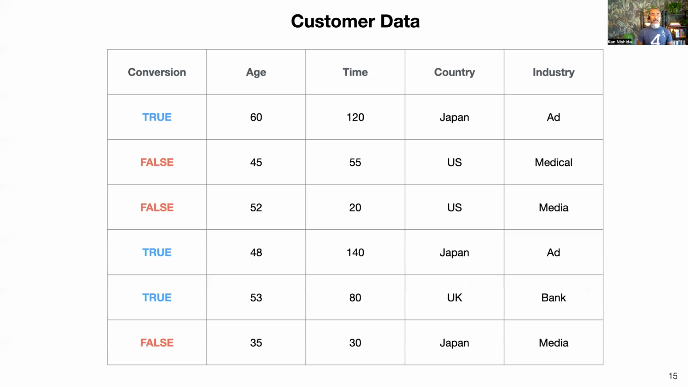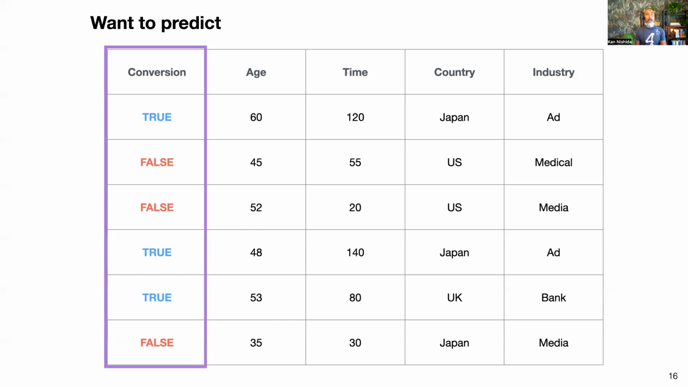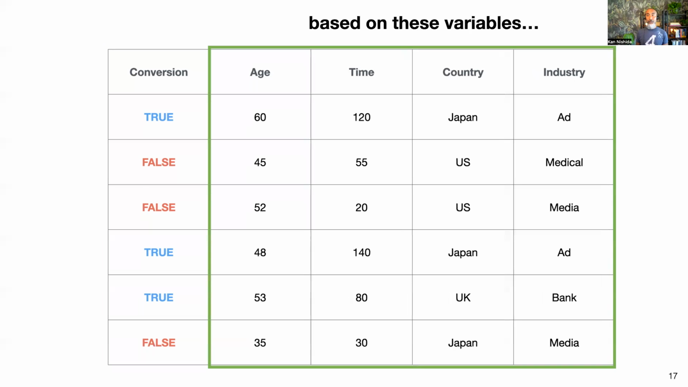Okay, so let's say we have the data, so the conversion is at the most left-hand side, and it can be true or false in this case. And then age, time, country, and industry. Maybe time is how many minutes users spend using a particular service or software, whatever that could be. Okay, and then what we want to know is this a conversion, right? So if this customer converted or not, so it's true or false. And then based on these attributes, customer attributes can be age, time, country, industry.